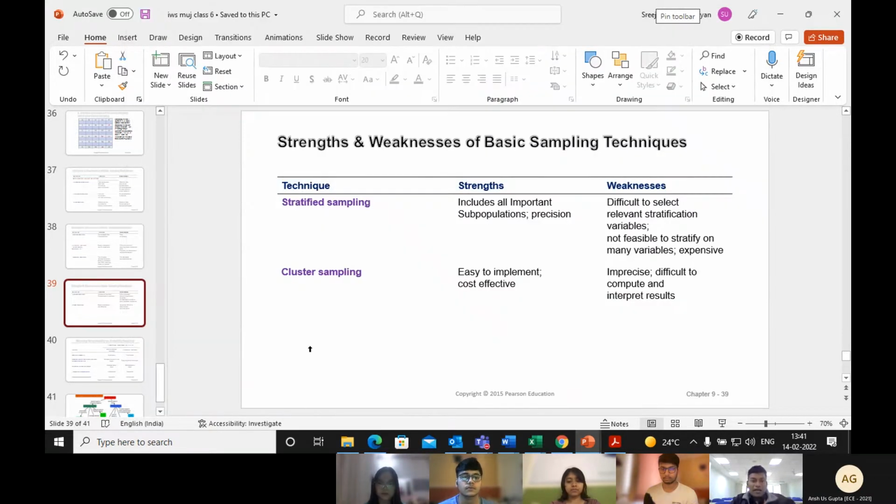Okay, and lastly, cluster sampling, easy to implement, cost effective.